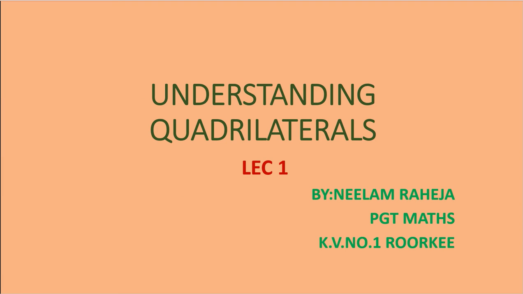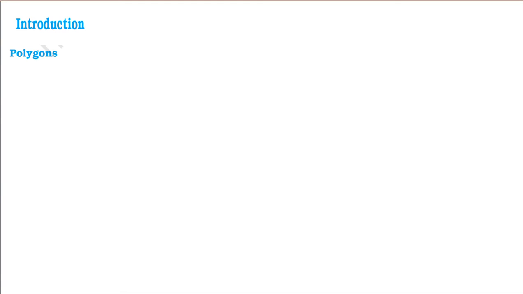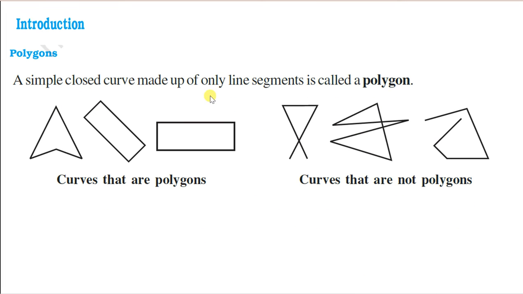Students, today we are going to start the third chapter, Understanding Quadrilaterals. Here, first of all, we will study what is a polygon. A polygon is a simple closed curve made up of only line segments.